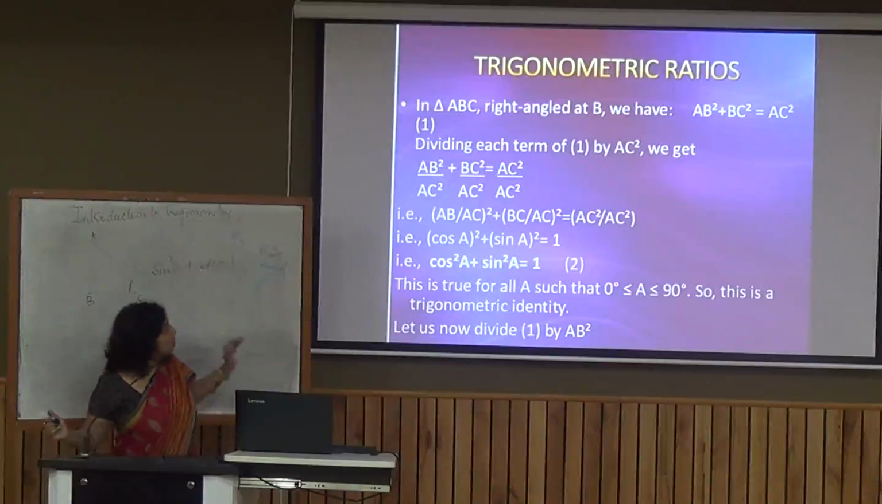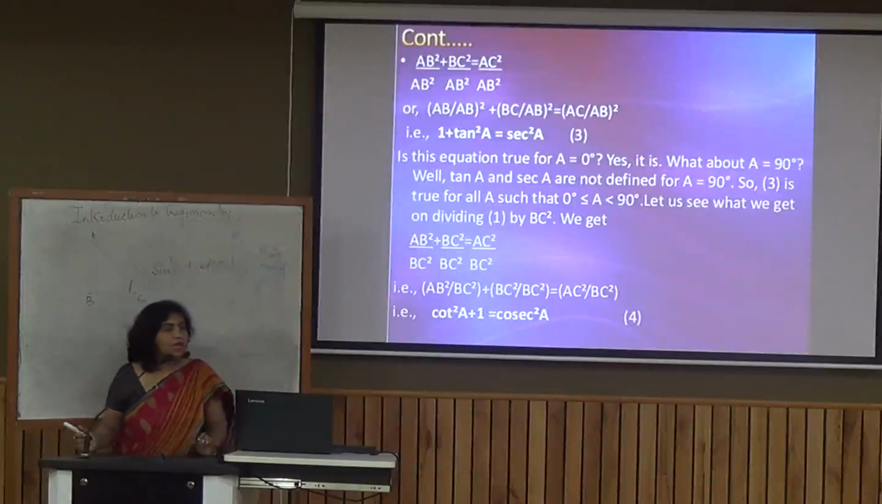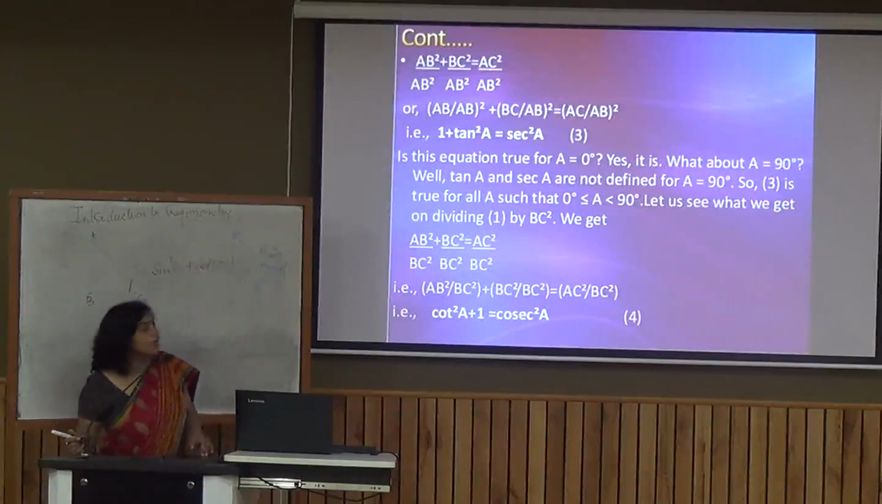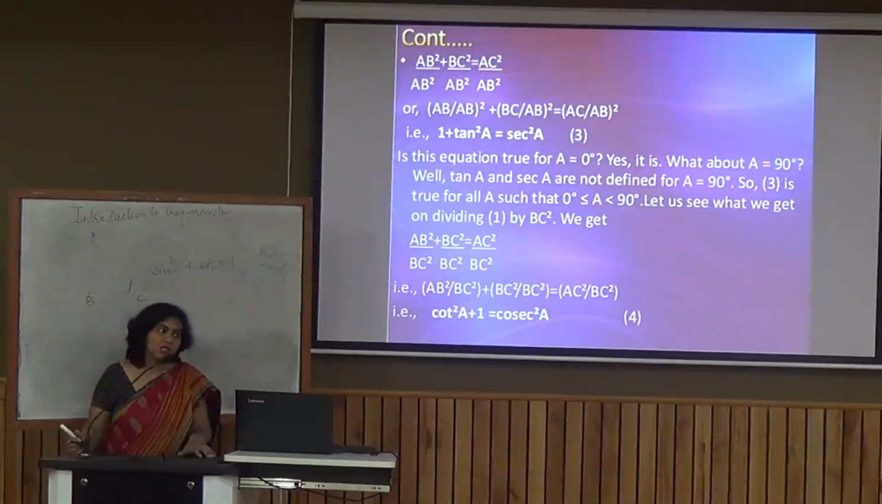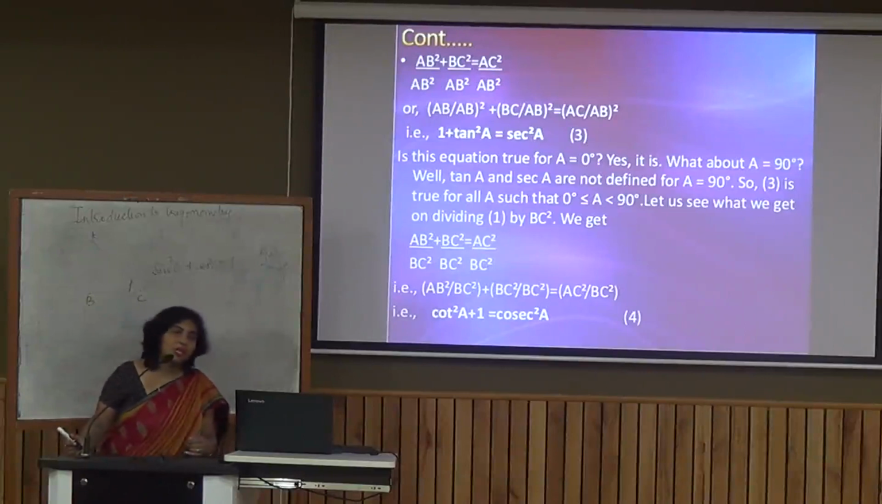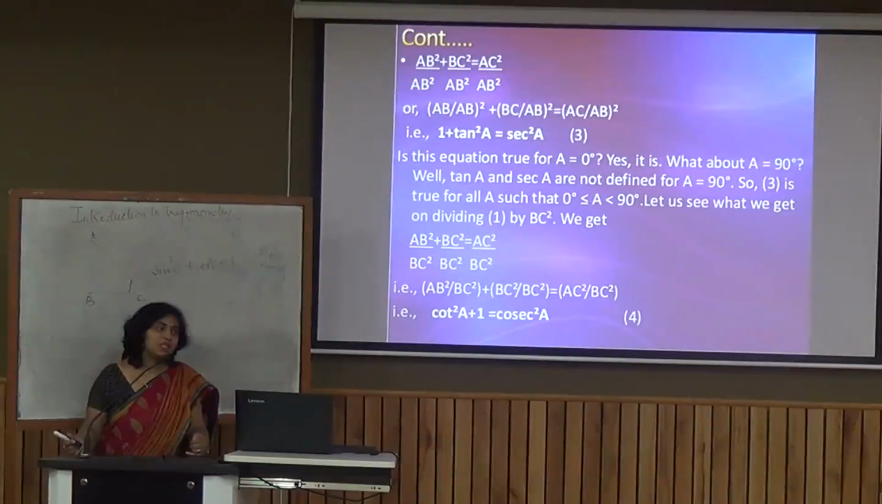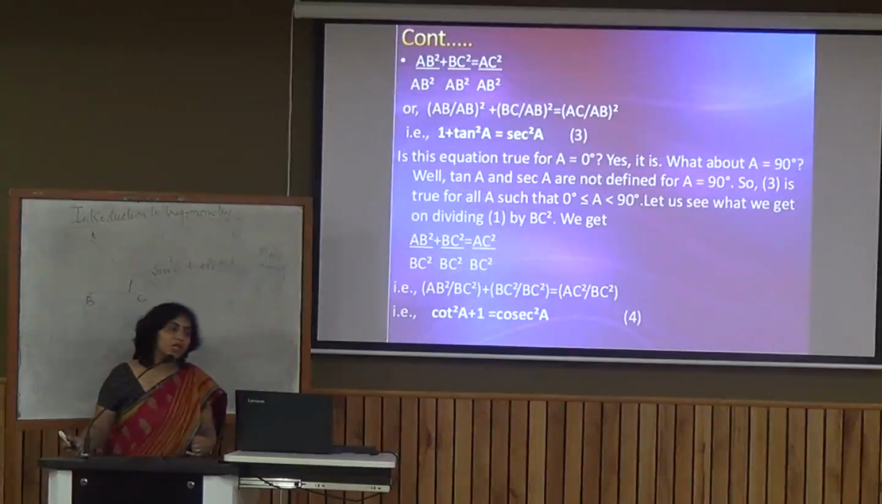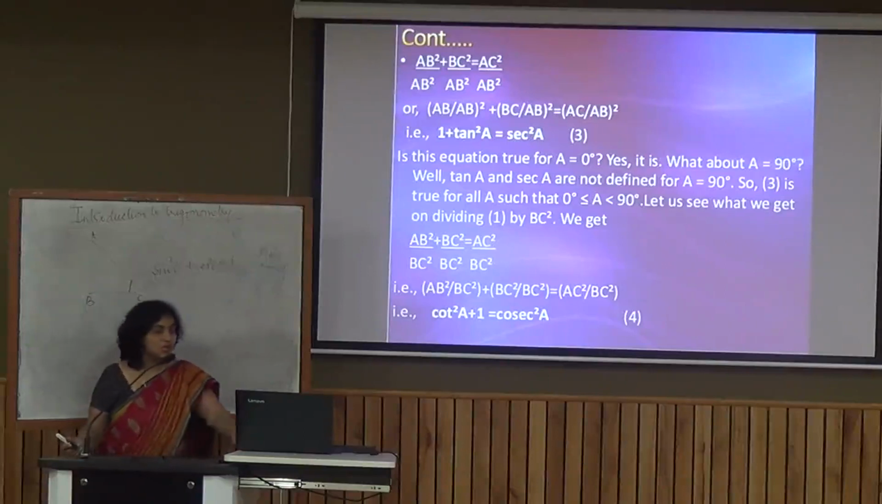Now let us divide this by AB square. When we divide by AB square, we get 1 plus tan square A as sec square A. This is another identity. Now in the next part we divide it by BC square. When we divide it by BC square, we get cot square A plus 1 as cosec square A.